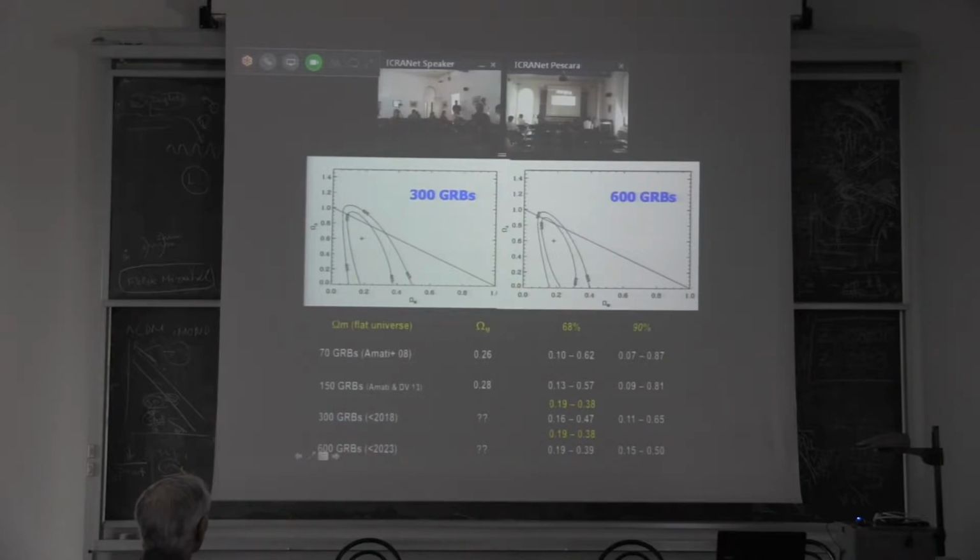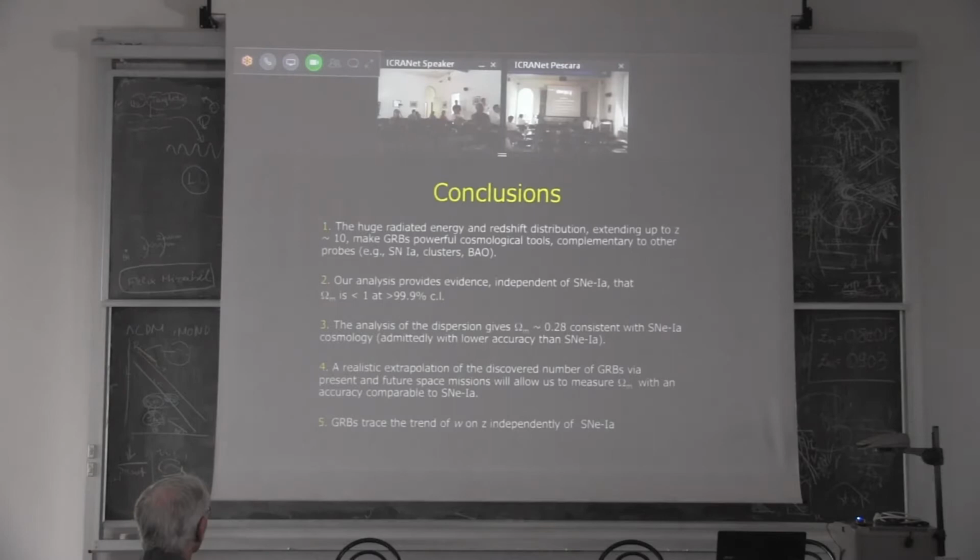At the moment, I can just conclude by saying that the analysis of the dispersion of the Amati relation without any assumption gives omega m 0.28, which is consistent with the result of Type 1A supernovae, even with an accuracy that is still lower than that obtained from Type 1A supernovae.